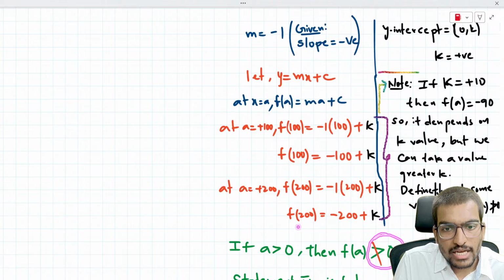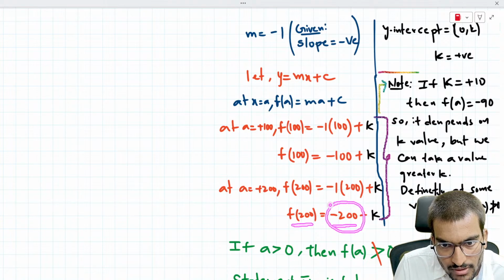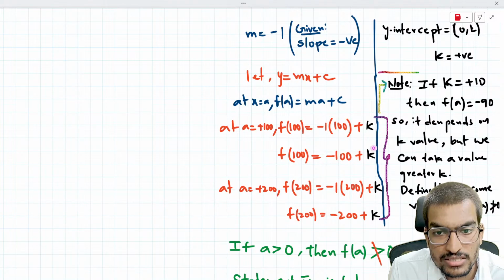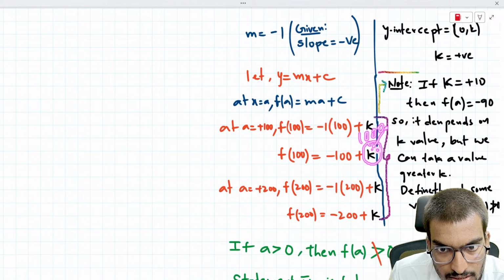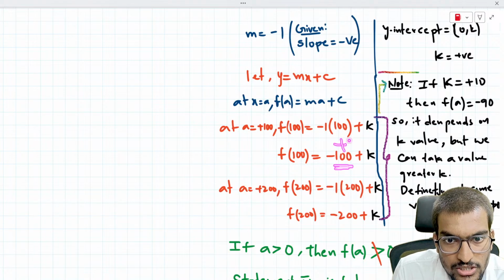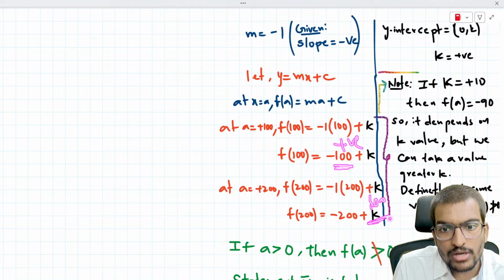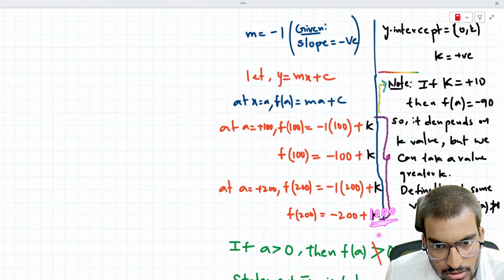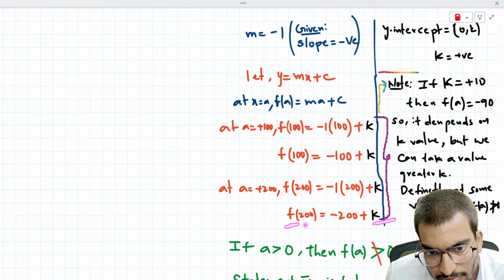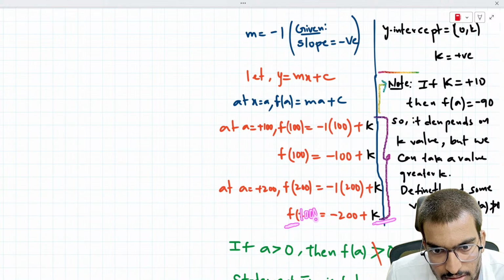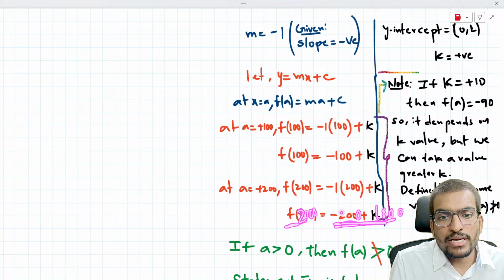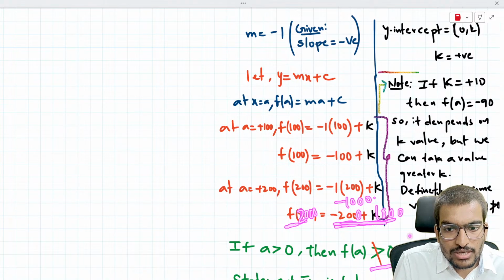But f of a value you are getting is negative. You are getting negative numbers. You can say if this k value is 1000, then you will be getting positive. But we don't know what this k value is. So even if it is some value, at f of 1000 or f of 2000, you will end up with negative. Even if it is 1000, you end up with -1000. So this statement will be incorrect.